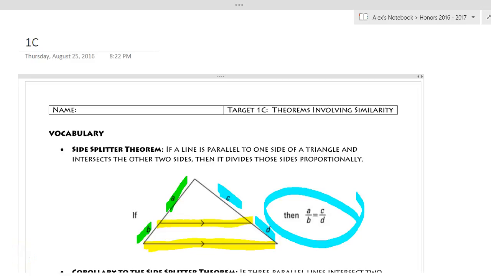1C is all about theorems involving similarities. So really what it does is, if we can't show two triangles are similar, we can't use angle-angle, we can't use side-side-side, we can't use side-angle-side, there's still three different theorems we can use so we can set up those proportions. You can look at them yourself. I explained them in the 1C vocab video. So let's jump into some examples.